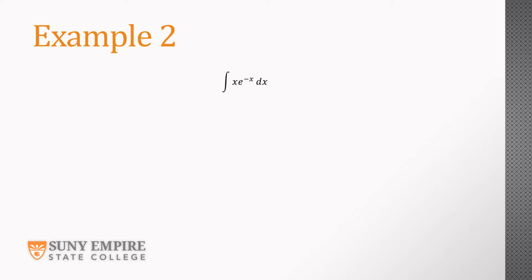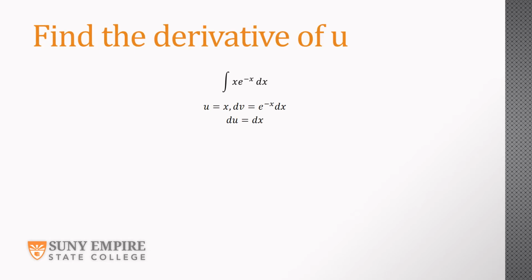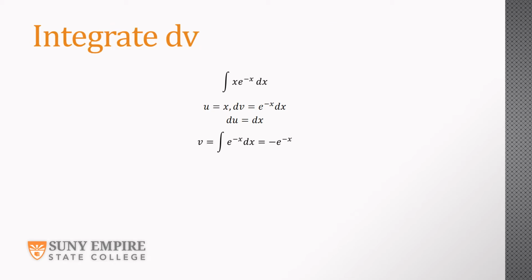Suppose we want to find the integral of x multiplied by e raised to the negative x power dx. This is another example of a function that cannot be integrated directly, but we can find the integral by parts. We choose to have u equal to x and dv equal to e to the negative x dx. The derivative of our choice for u, x, is dx. The integral of e to the negative x power with respect to x is negative e to the negative x.